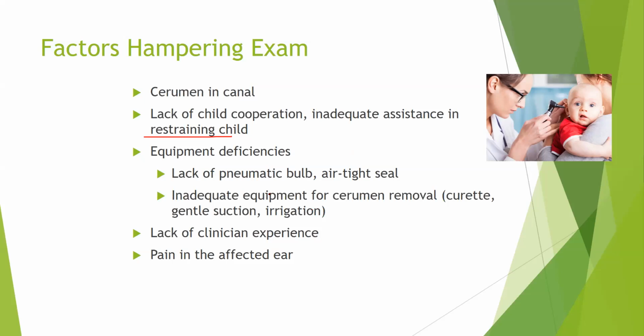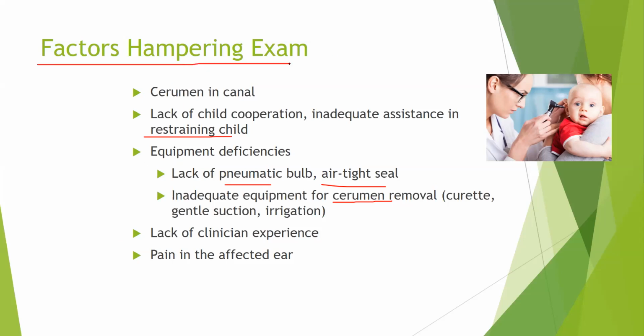It's difficult to use the pneumatic bulb, especially with kids, and you want to make sure you have an airtight seal, because with that pneumatic bulb, you're blowing air into the canal and you're watching to see if that tympanic membrane moves. If you're not having a tight seal, then you're going to get a false positive. So we just want to make sure that we have good equipment. We want to remove any wax that might be in the ear canal so that we can visualize the tympanic membrane.